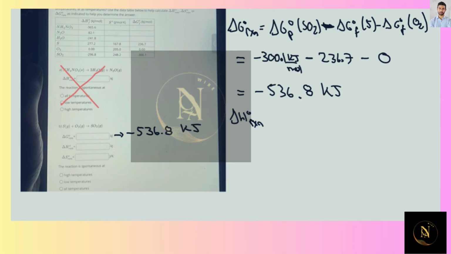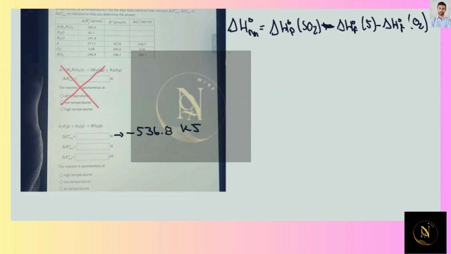Now for delta H of the reaction, the procedure is going to be the same. Actually, let me just reuse this part over here. The only thing that is going to change is the delta. Instead of delta G's, we're going to plug in delta H, and the signs and everything else is going to stay the same. So the standard delta H of the reaction is going to be equal to the delta H standard of formation of SO2 minus delta H standard of formation of sulfur minus delta H standard of formation of oxygen. So with this, of course, the values are going to change as well.